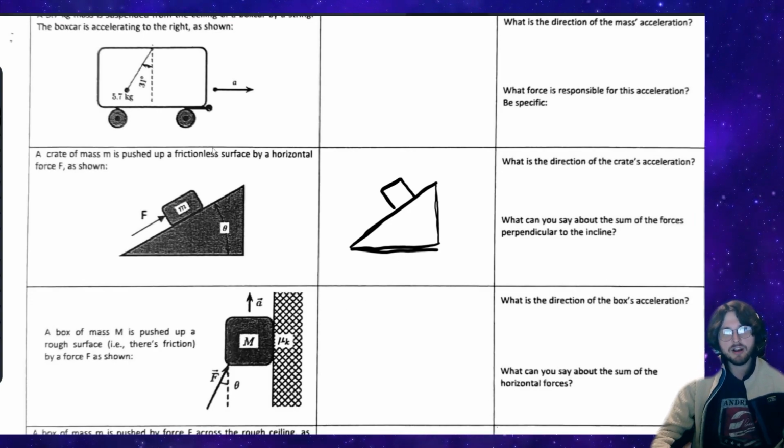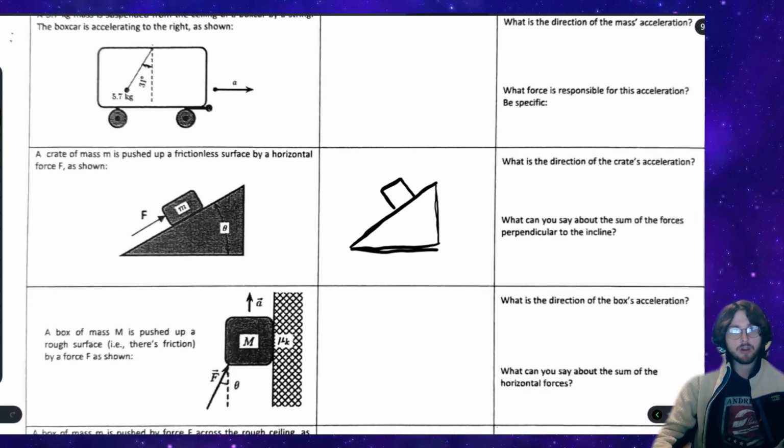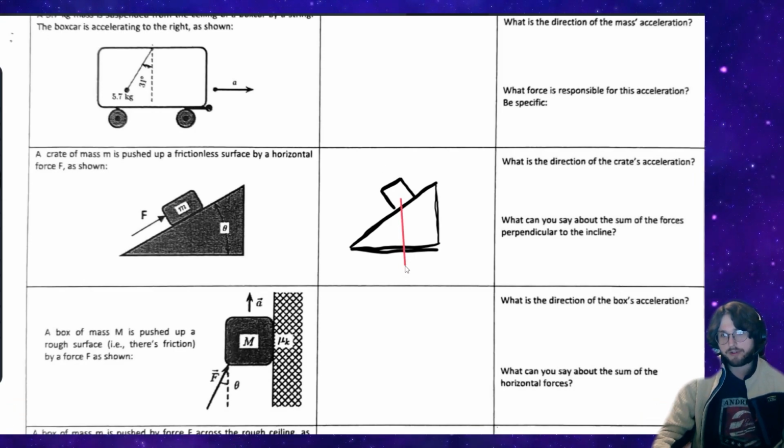And now we've got this crate, which has a mass m. So right off the bat, it's got a mass, right? So let's just draw a force due to gravity, still straight down, no exceptions, not even on an incline. So that's going to be Fg, and again, that's going to equal the mass times the acceleration due to gravity, which is 10 or 9.8.